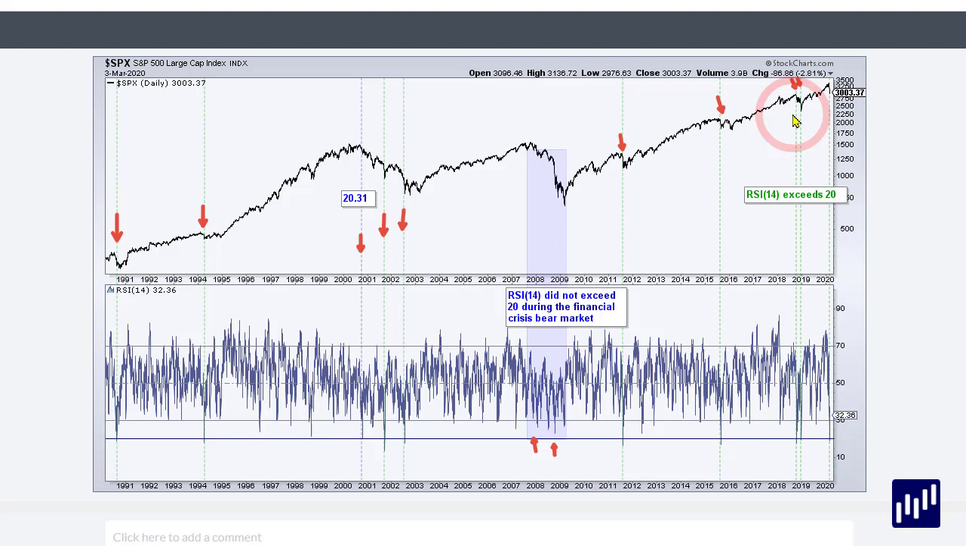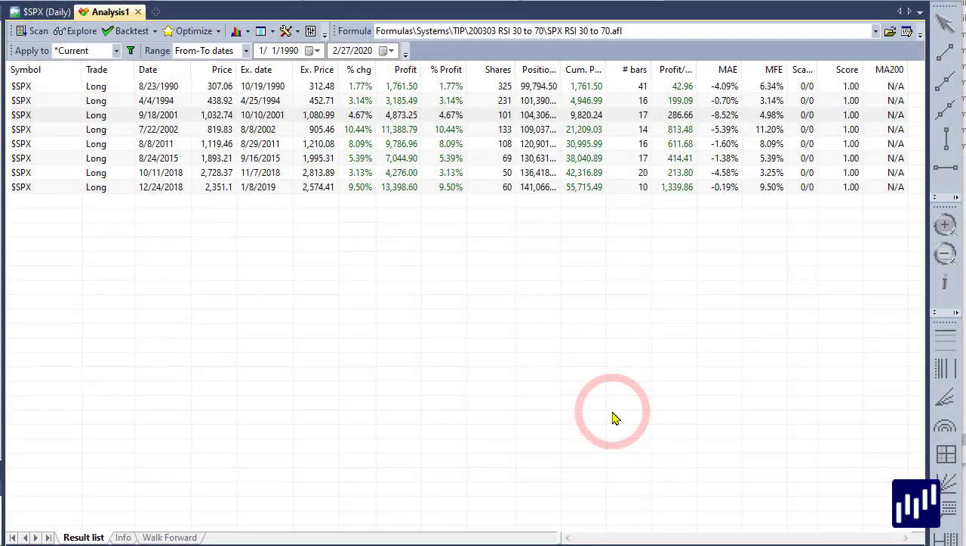And so what I did is I put this in AmiBroker to backtest. What if you bought when RSI moved below 20 and, say, sold when RSI moved above 50? Because I think the market has been blindsided and is going to be choppy at best, bearish at worst. So let's see what that test looks like. So again, this is just a basic signal test. I'm looking to buy when RSI goes below 20 and then sell when RSI goes above 50.